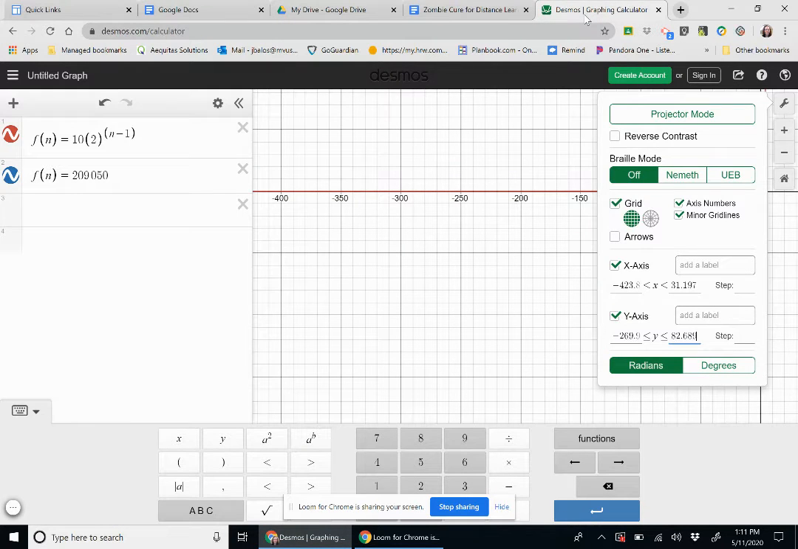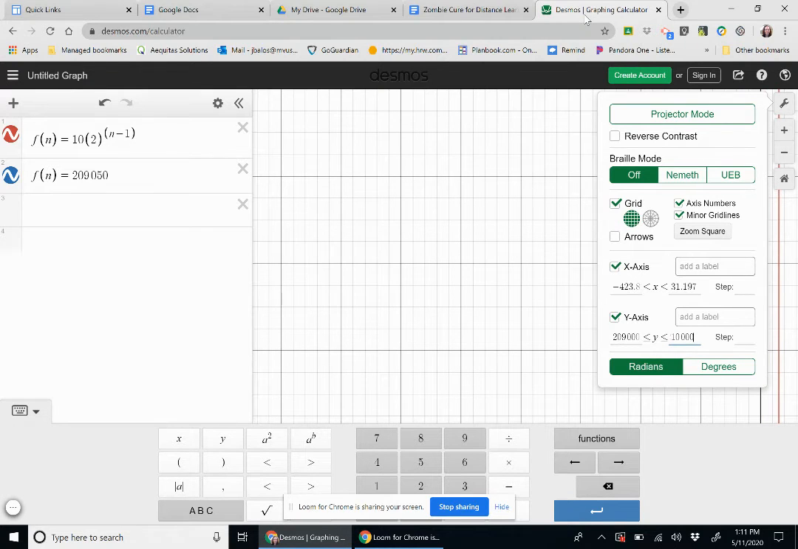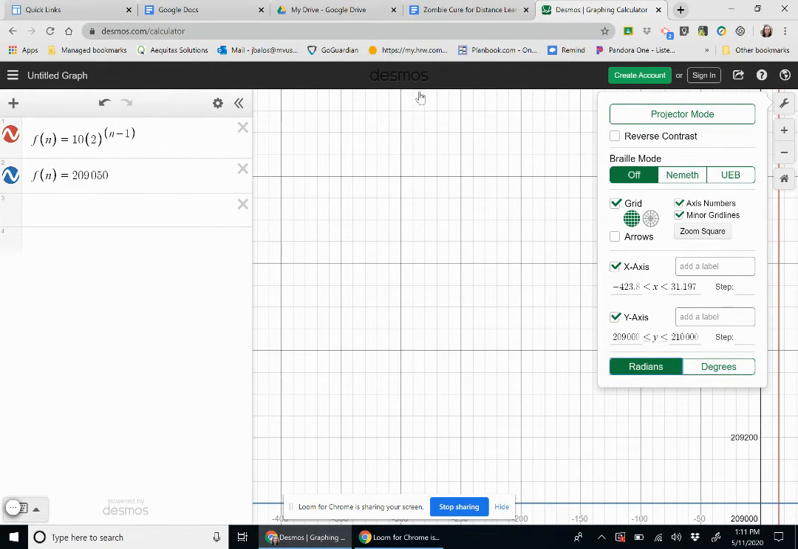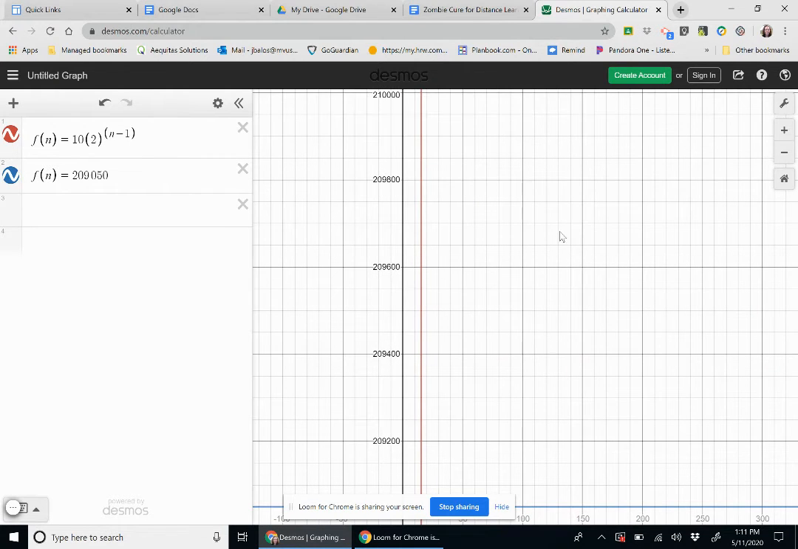Okay. So on the y-axis, I want to be able to see 209,050. So I'm going to type in something a little bit below that and a little bit above. I'm going to go 209,000 and then 210,000. So 209,000 is a little less than 209,050. 210,000 is a little more. So then when I get out of here, oh, look, there's my 209,000.